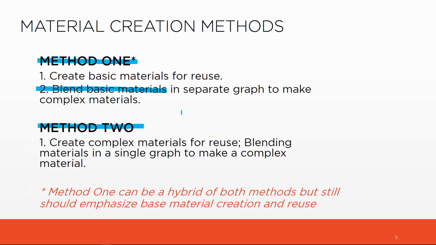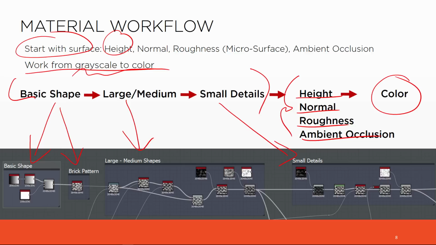And then in terms of actually creating the material itself, you want to think about the workflow for how you're going to navigate through that process. You're going to want to start with data that allow you to generate things like your height, normal, roughness, ambient occlusion type map. And then from there, you can move into color with the ideas that we're going to start from basic shapes, move to large, medium, small details, and just build this node by node until we get the type of shapes and forms that we need for our material.